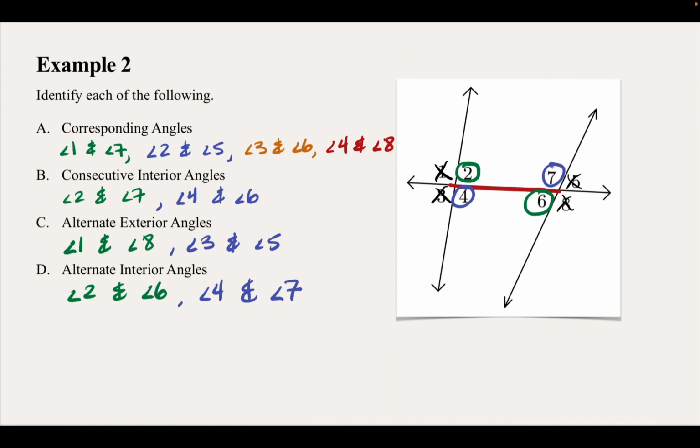And there we go. We've got our 4 different types of angles. Notice that corresponding angles are the only ones that have 4 pairs, and the other 3 only have 2 pairs.